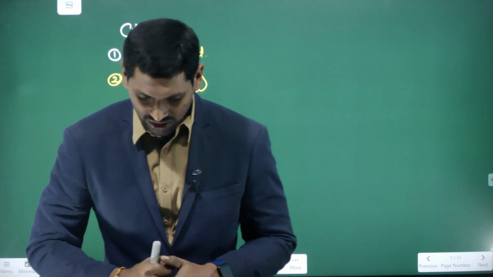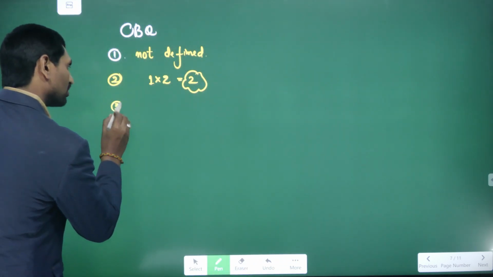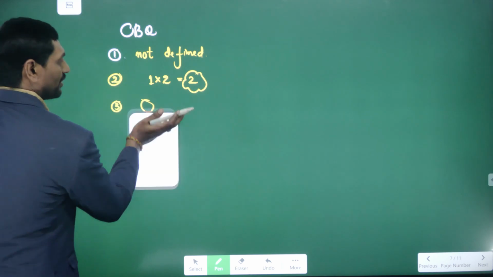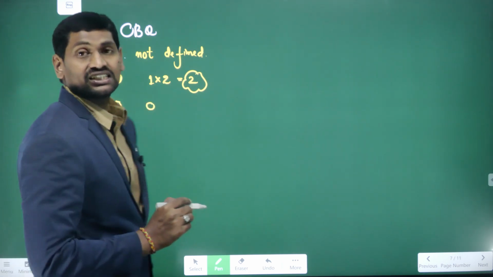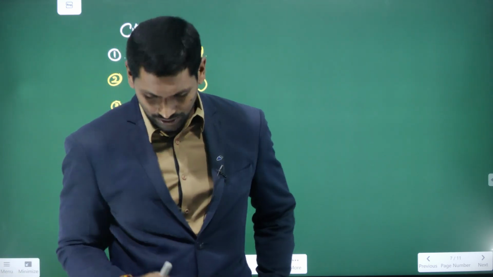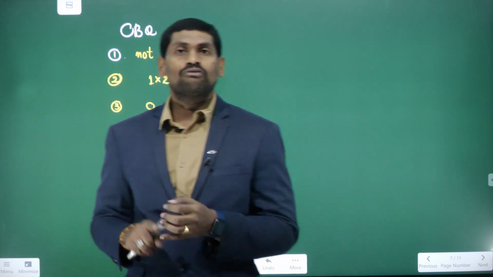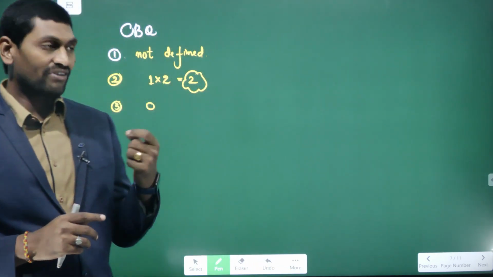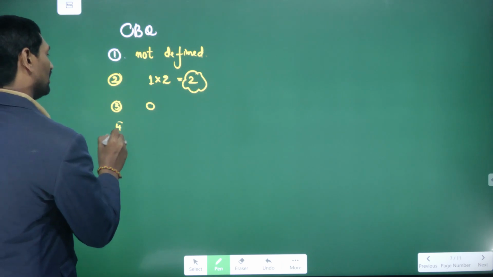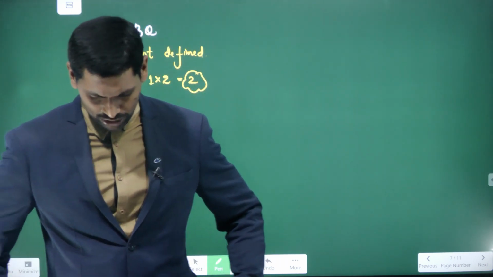Now let us move on to question number 3. The smallest whole number. A very easy, concept based question. The smallest whole number is always 0, because the whole numbers start with 0. Now question number 4. The set of natural numbers is denoted by capital N, and the set of whole numbers is denoted by W. Very good. The set of whole numbers is denoted by capital W.